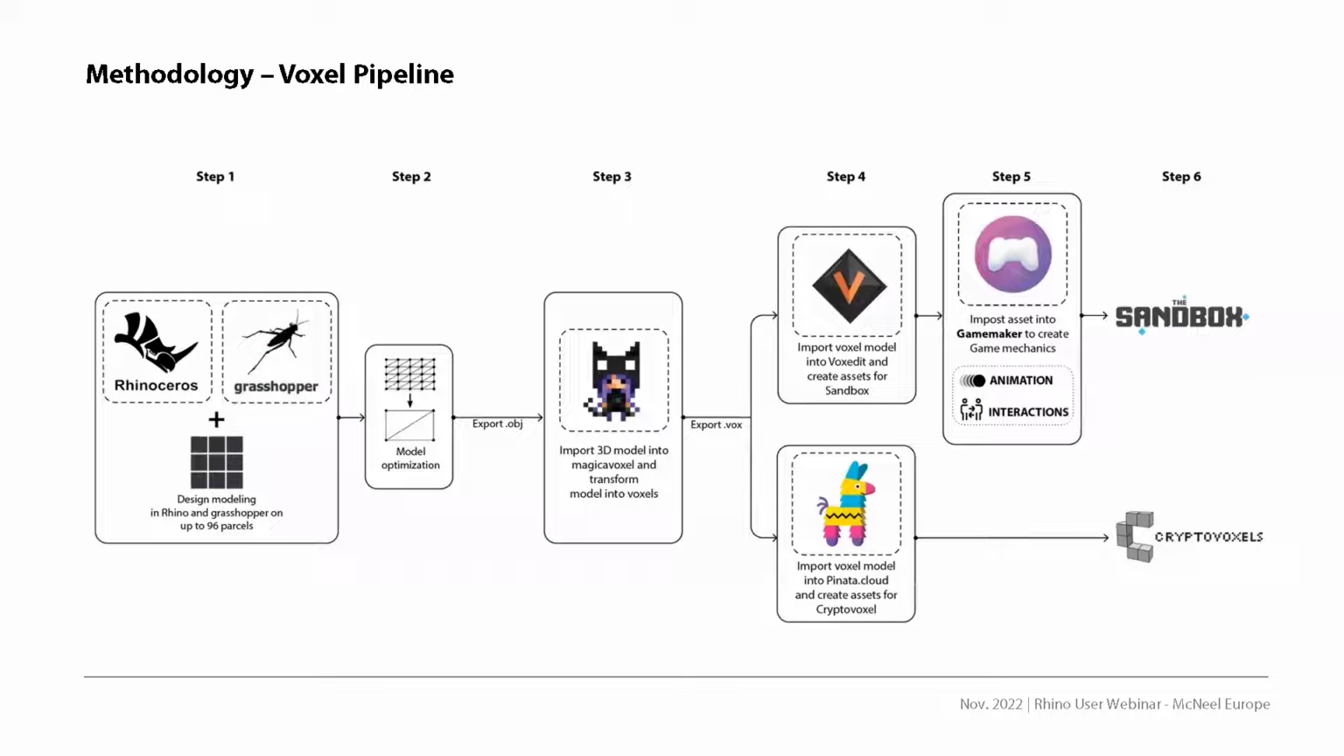For the Voxel pipeline, geometry was created in Rhino and Grasshopper and translated through MagicaVoxel before being imported into VoxEdit, Sandbox's native builder. Game mechanics such as animations and interactions were prepared in Game Maker, Sandbox's custom game design tool. The software enables add-ons such as buttons, waypoints, and avatar bots, some of which were incorporated in the design.